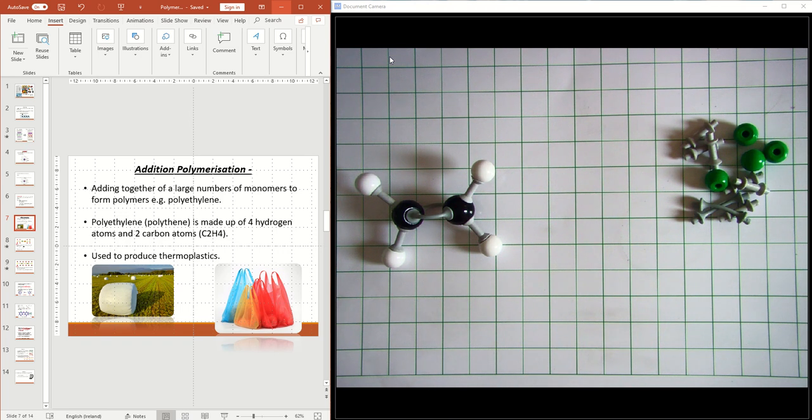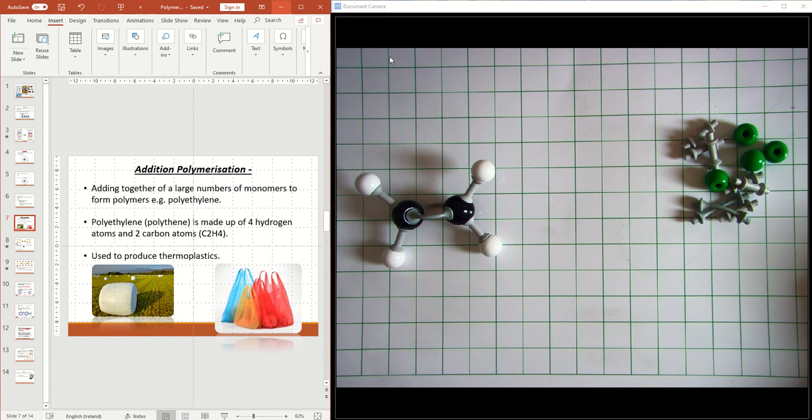Okay, so I want to talk about the addition polymerization process in regards to the Leaving Cert engineering polymers section. It's question 6 on the paper. So addition polymerization, what is it? It's the adding together of a large number of monomers to form polymers.